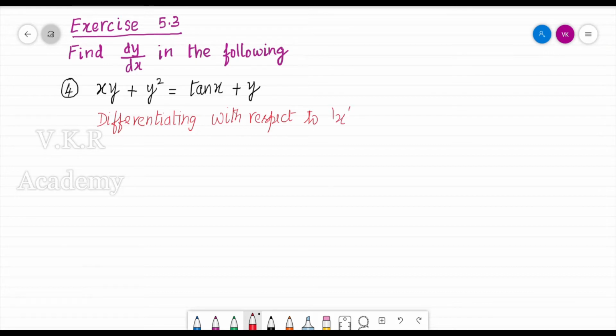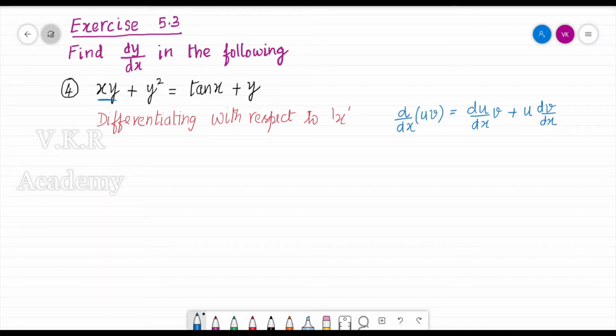So in the first term, we have got two factors and both are variables. So we apply the product rule. So first, the product rule states that d by dx of uv is equal to du by dx into v plus u into dv by dx.